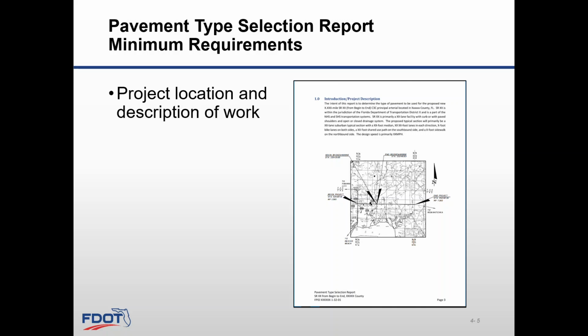The pavement type selection report should have a good description of the project location and a brief description of the work being done, as shown here from a project example. This needs to be brief. You can use a map from your project key sheet to show the project location. Indicate the state road number, the begin and end point, indicate the city and county, mention the overall number of lanes to be constructed, design speed, and if it's open or closed drainage system. Keep it simple.